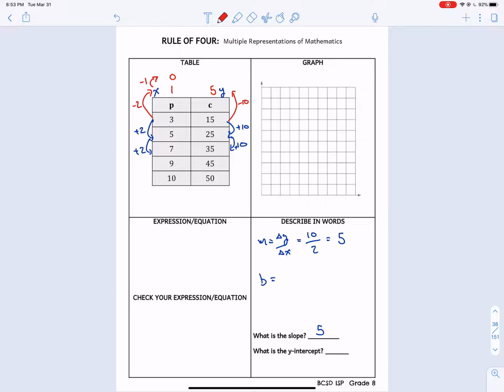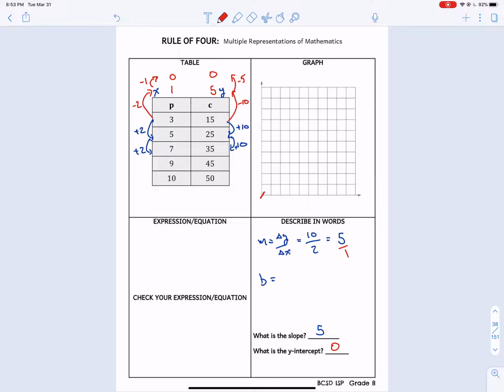Okay, so we need that equivalent fraction. So that was just 5 over 1, wasn't it? So for every 1 on the x, we go 5 on the y. So that's going to be minus 5. So that's a 0. So 0, 0. So our y-intercept is 0. So this is a proportional relationship. Again, it's going to go right through the origin.